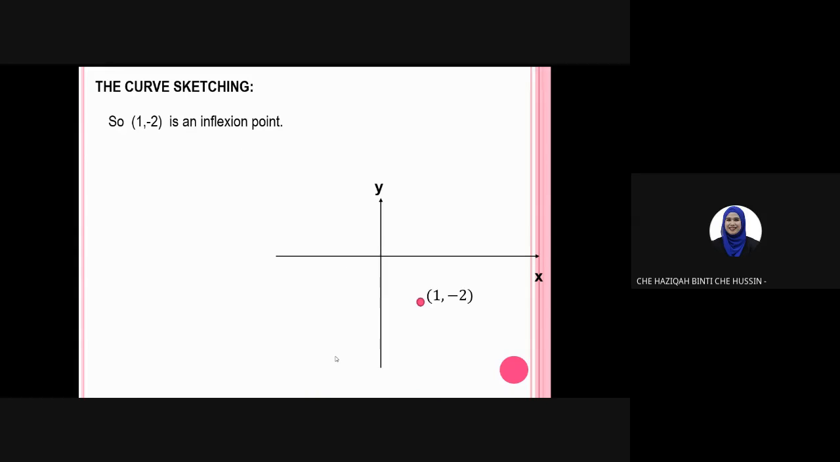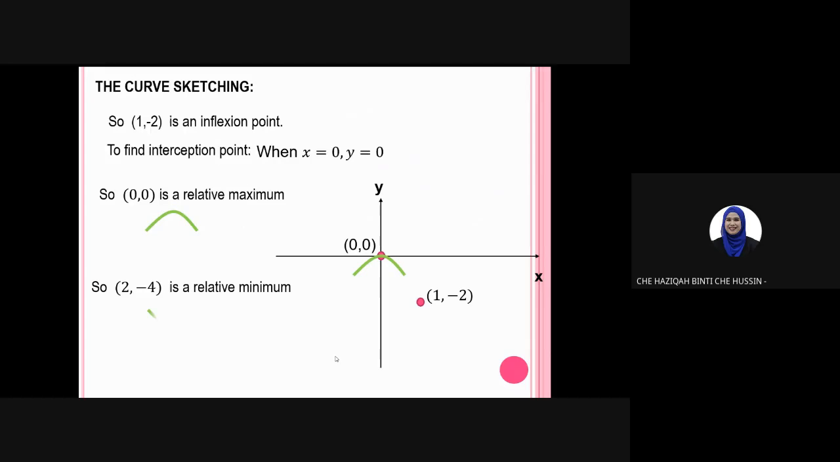The curve sketching. So 1 and negative 2 is the inflection point. To find the intersection point, when x equal to 0, y equal to 0. Okay, here, x 0, y 0 here. This 1 and negative 2 is the inflection point. When 0, 0, it is relative maximum, and 2 and negative 4 will be relative minimum.